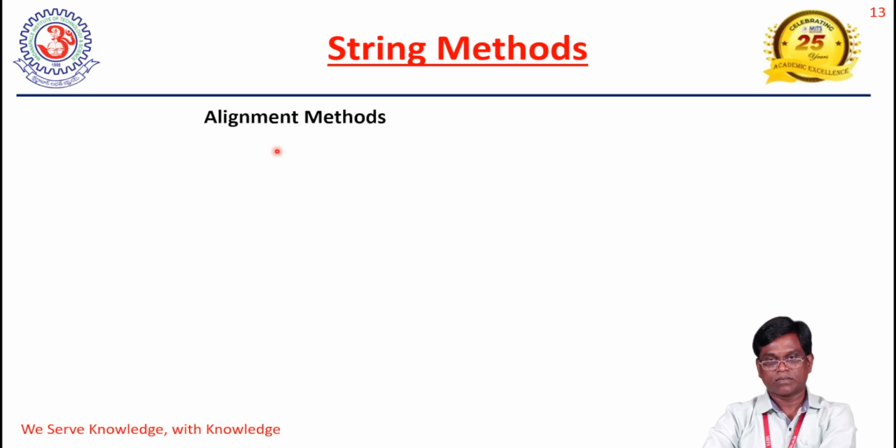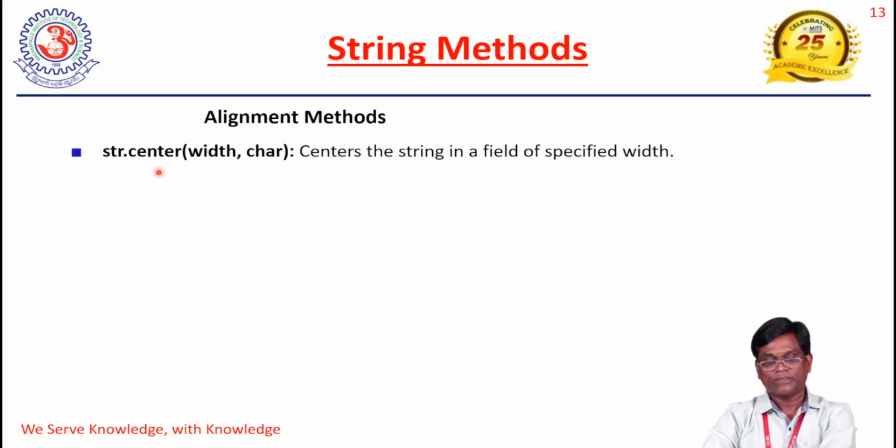Next we will discuss alignment methods. Here the first one is center, str.center. We are going to specify two parameters for this: width is one parameter, and character is the other parameter. The purpose of this method is that it aligns a given string in the center within the specified width.